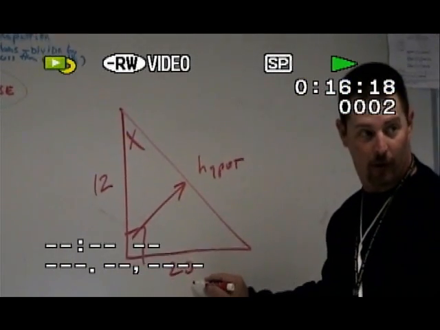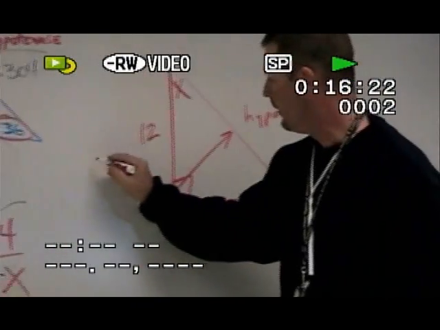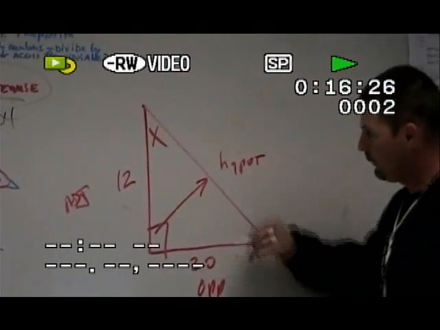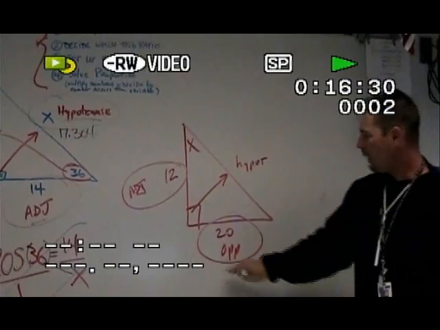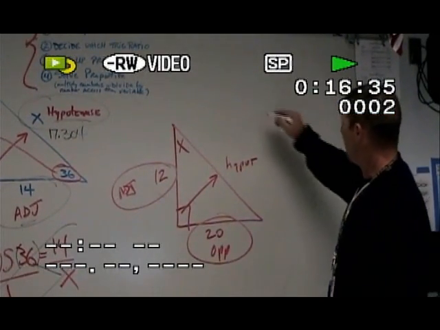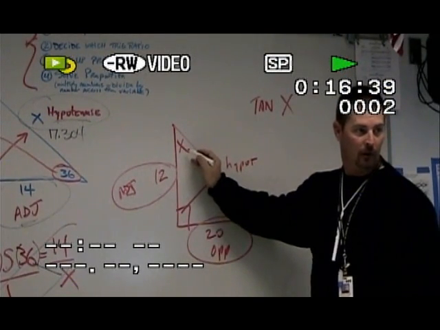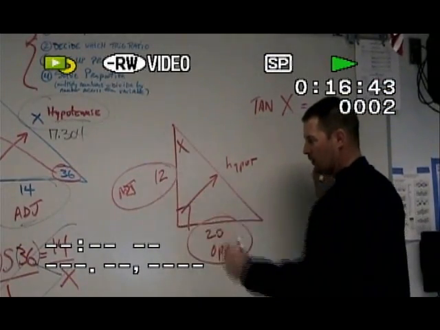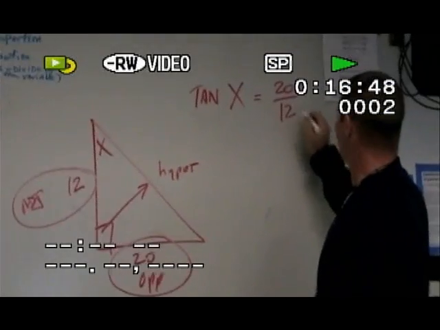What is this 20 down here? That's opposite. And what is this 12 now? That's adjacent. So now that's going to tell me which trig function I can use, because the ones I'm dealing with, there's a 20 and a 12. It's opposite and adjacent. So which one would I use? Okay, it's tangent this time of x, because I don't know that angle. All right, but the ratio is, tangent is opposite over adjacent. So it's 20 over 12.